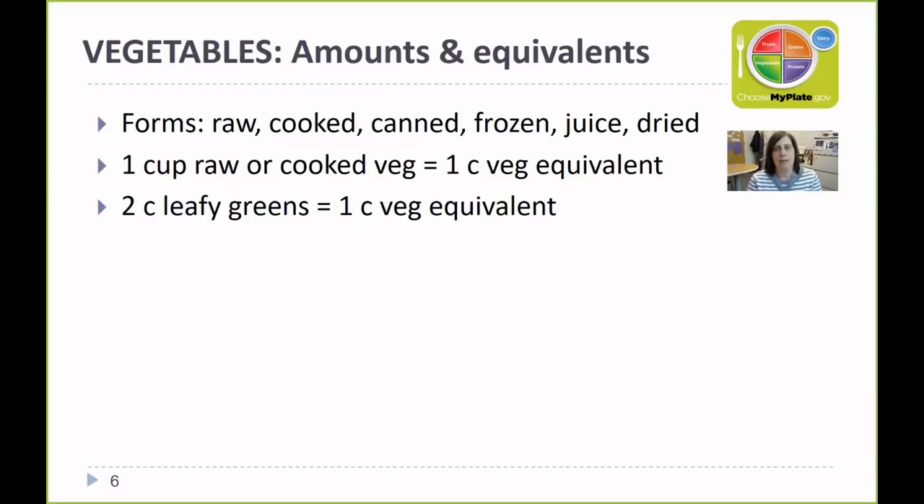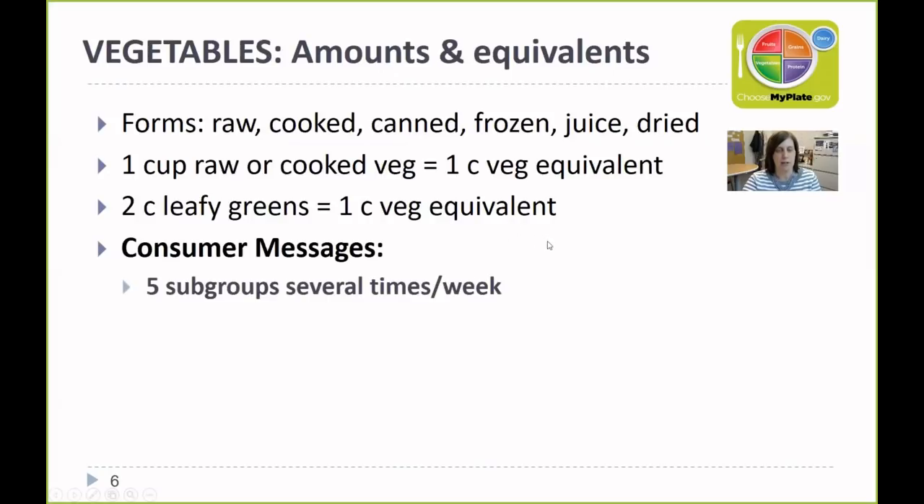What's nice about knowing that you can use canned and frozen is that sometimes during the year, those can be more affordable options. And you'll learn later that they can actually have better nutrient retention. So how much is an equivalent? Raw or cooked vegetable goes straight across, so a cup of raw or cooked vegetable is a 1 cup vegetable equivalent. However, with leafy greens or salad, we have to consume double that. For a 1 cup vegetable equivalent, you'd need to consume 2 cups of leafy greens.